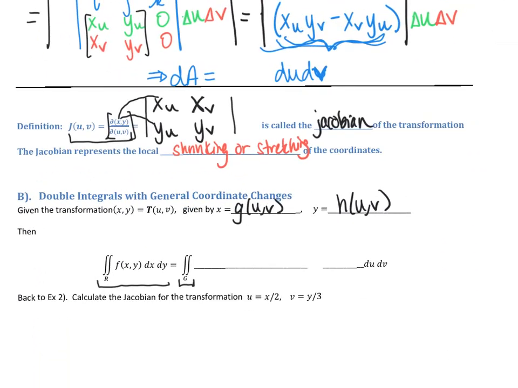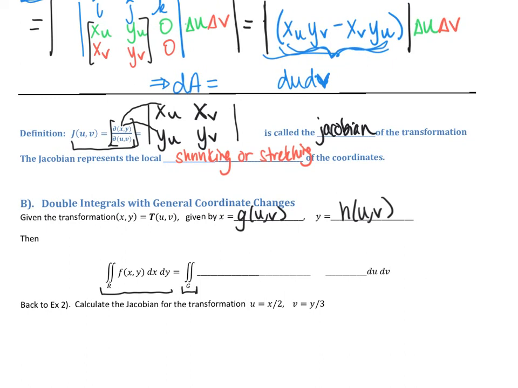So this tells us that the dA piece, one of those little blue areas up above, is actually equal to the magnitude of the Jacobian. And the Jacobian is the determinant of this 2 by 2 matrix. Okay, and then in the integrand, we can just replace x, in this case g of u v, and y with h of u v.